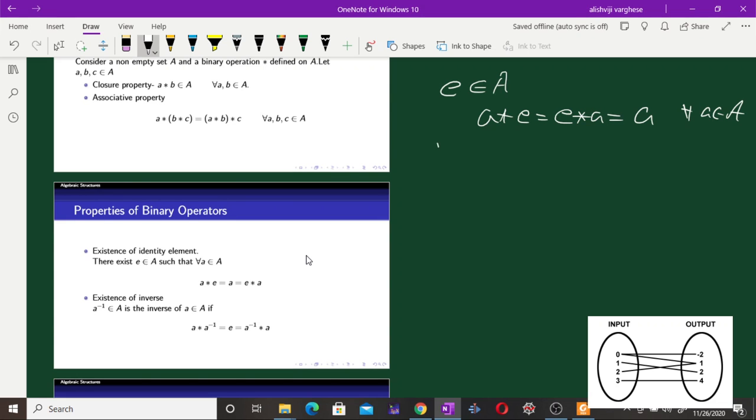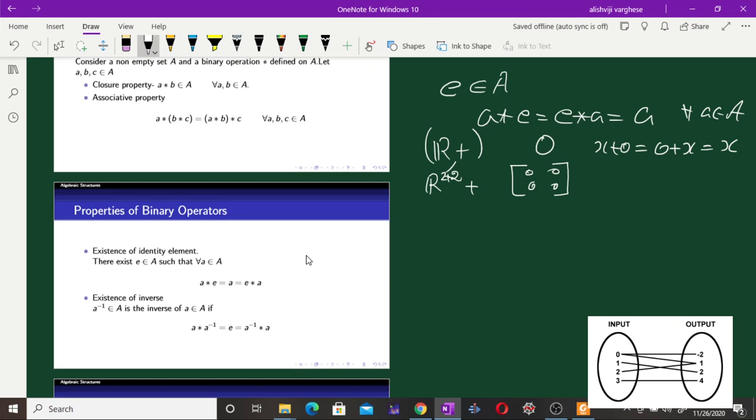So for example, if you consider the set of all real numbers together with addition, then 0 is the identity element, because for any real number, x plus 0 is equal to 0 plus x is equal to x. So 0 is the identity element. If you consider the set of all 2 by 2 matrices under addition, then the identity element is a 2 by 2 matrix with all elements equal to 0.